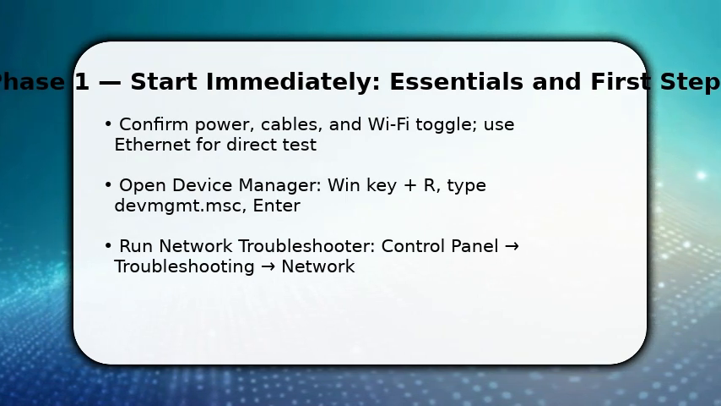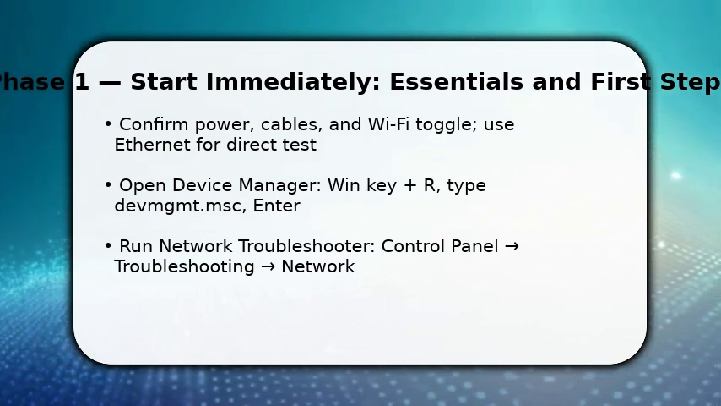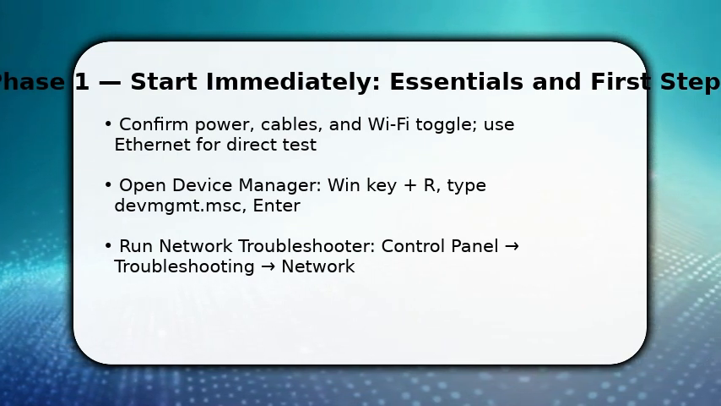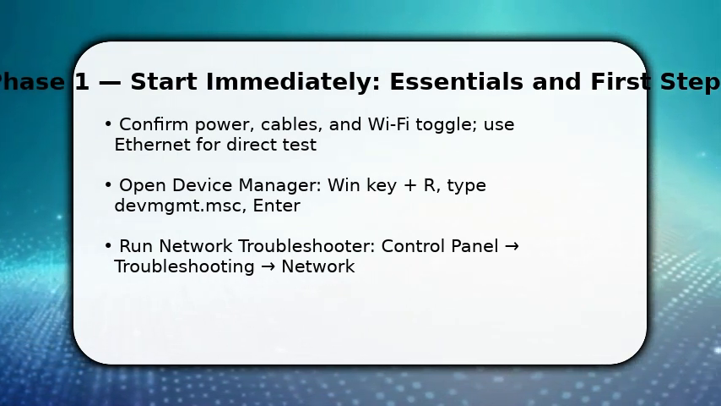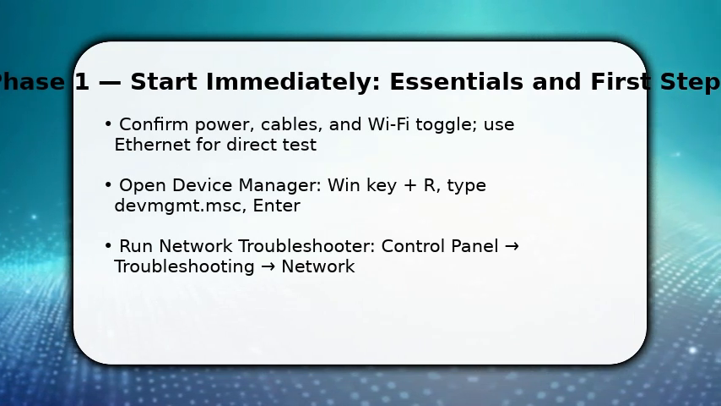Next, run Windows Network Troubleshooter from Control Panel. It automates tests and can reset services. Make sure to note any error codes it returns, because you will act on them in the next steps.